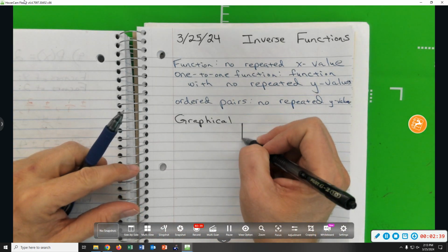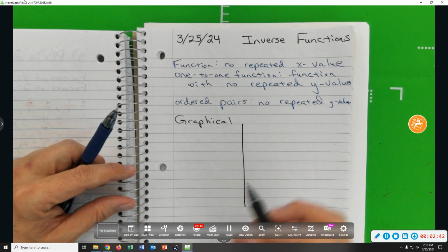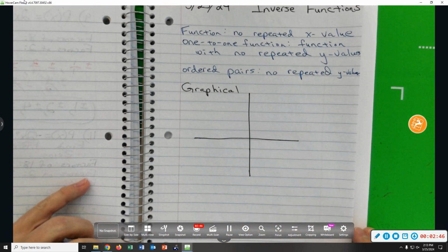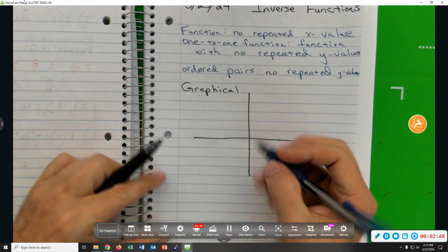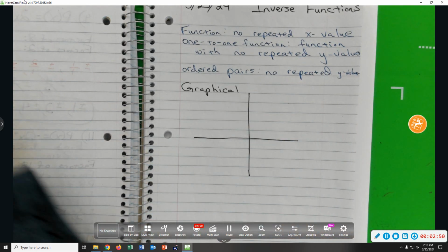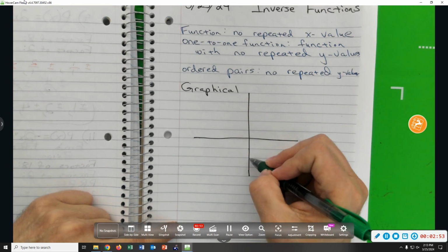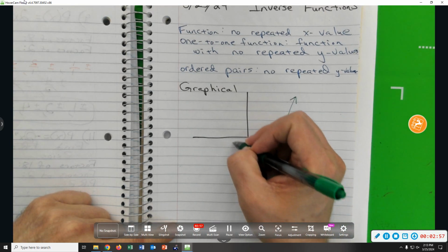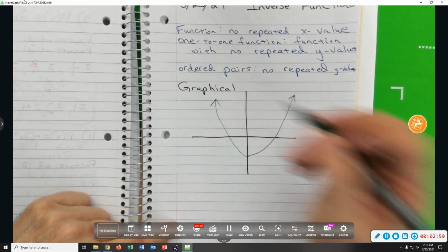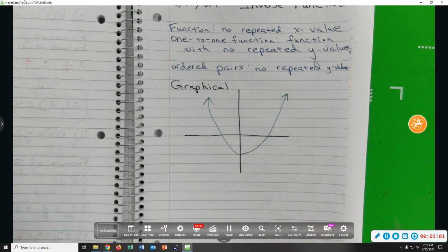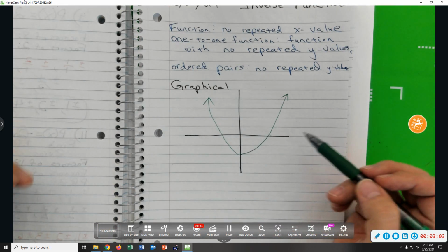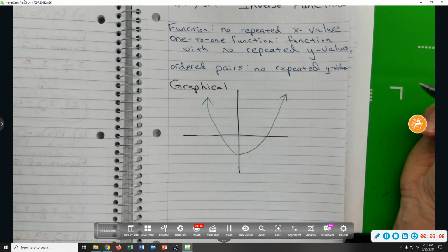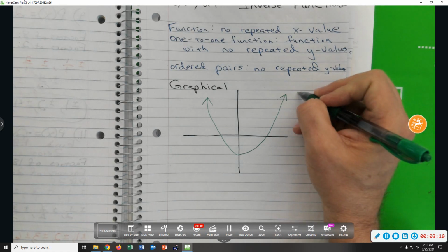let's look at this graph here. I'm going to draw a graph, I'm just making it up. Let me move my paper up. I'm going to use a quadratic function, a parabola. That's not a very good parabola, but remember the left side should be a mirror image of the right side. Well, I messed it up a little bit. This is a quadratic function.